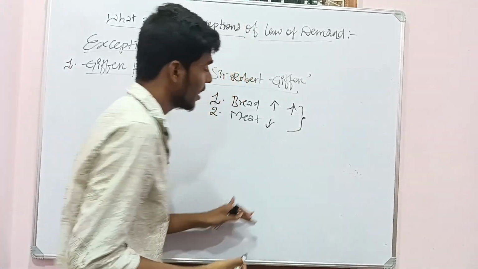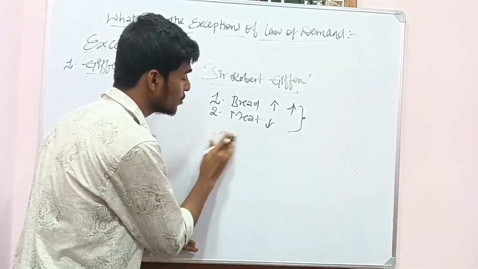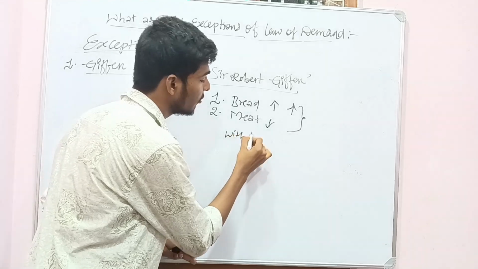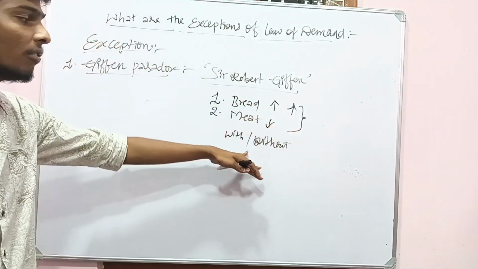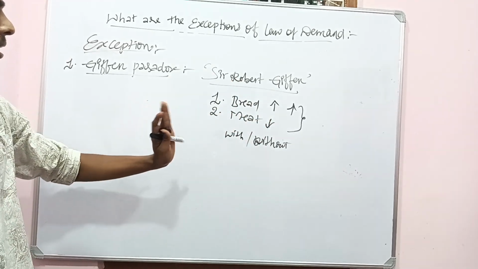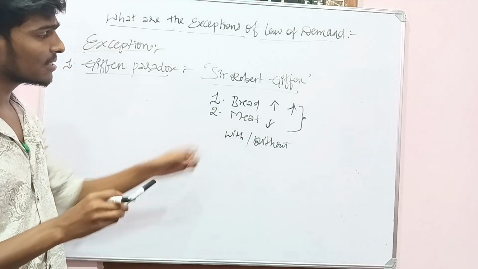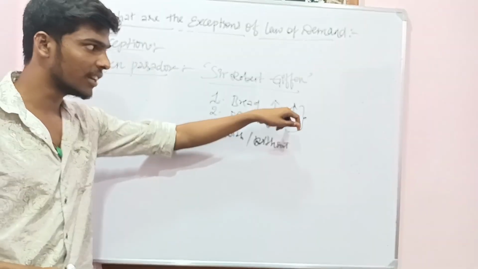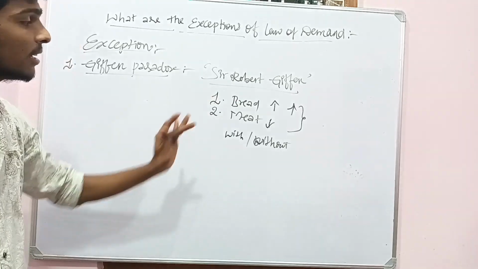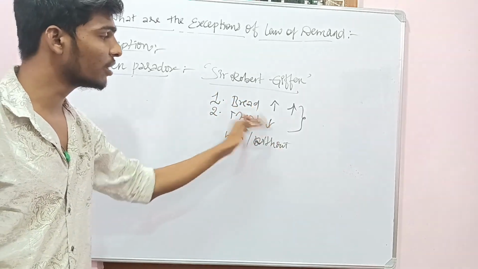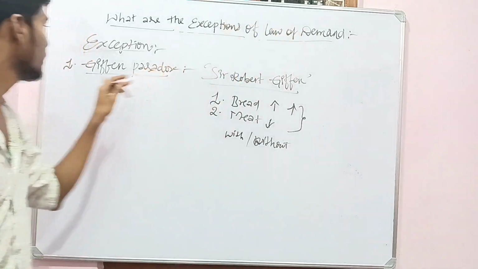The reason behind consuming less meat is that bread can be used with or without meat. As the price of bread increased, people shifted to bread and reduced consumption of meat, because bread can be used with or without meat. It is one of the exceptions of the law of demand, the Giffen paradox.